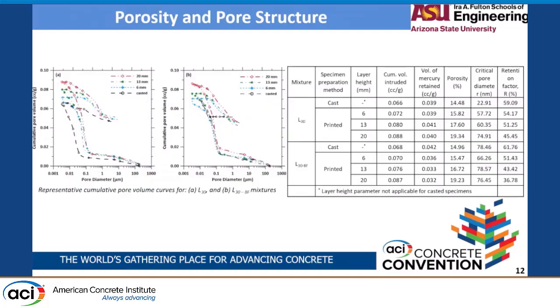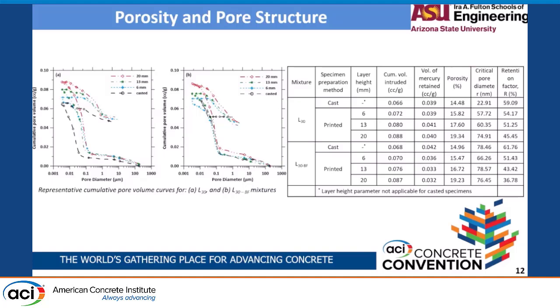To elucidate the porosity, we used MIP on the filaments, and as we see in the table on the right, the porosity increased with the increase in layer height, because as we increase the layer height, the pressure applied by the nozzle starts reducing. So there is an increased porosity in the bulk region itself. And the critical pore diameter also increases, due to which the durability properties will decrease.